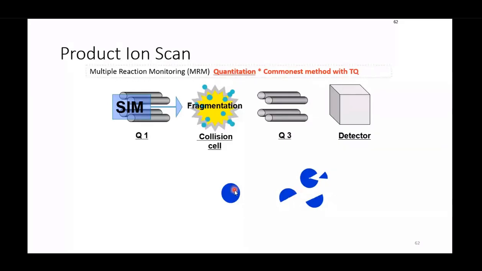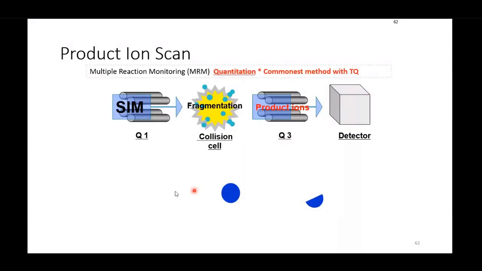If I want to quantitate it, I allow only one ion to go to the detector, and then I measure that. And when I operate the mass analyzer in this mode, it is called the quantitative analysis of a drug in what is called MRM mode, multiple reaction monitoring mode.